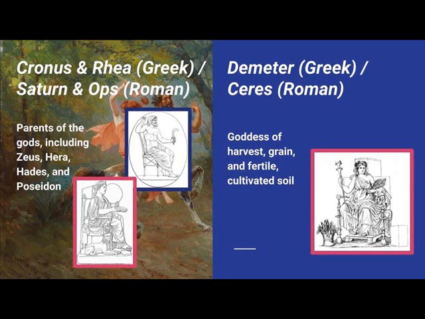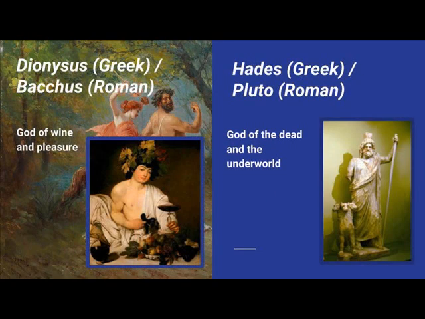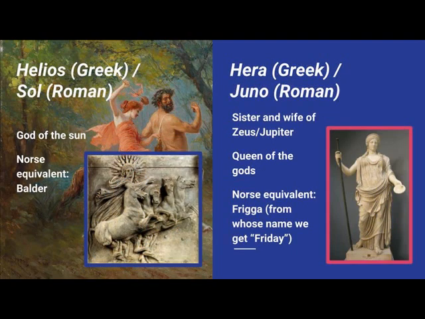Demeter, which is Greek, is equivalent to the Roman Ceres, the goddess of the harvest, grain, and fertile cultivated soil. The Greek divinity Dionysus is equivalent to the Roman divinity Bacchus, god of wine and pleasure. The Greek divinity Hades is equivalent to the Roman divinity Pluto, god of the dead and the underworld. The Greek divinity Helios is equivalent to the Roman divinity Sol, god of the sun, Norse equivalent Balder.